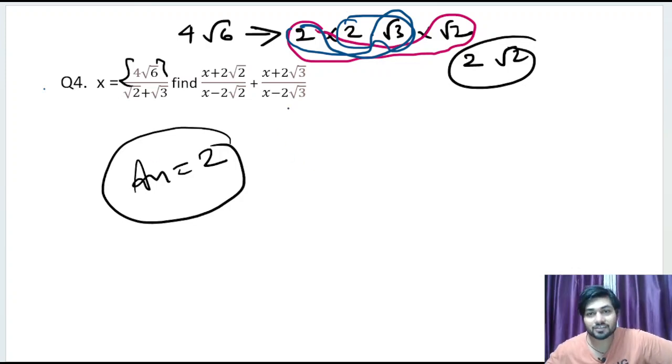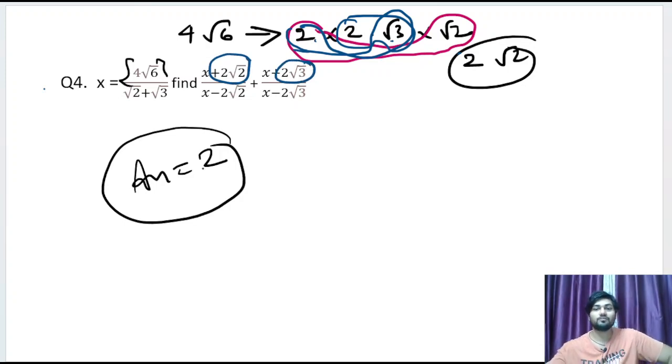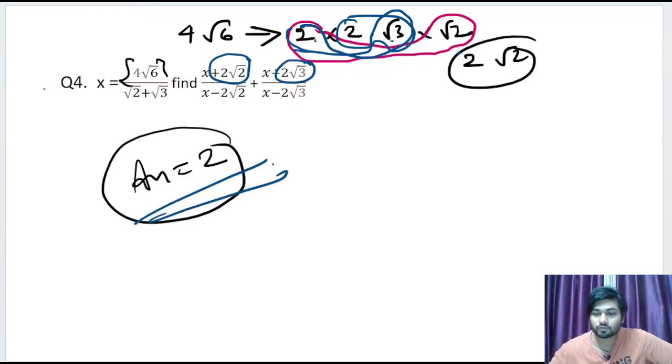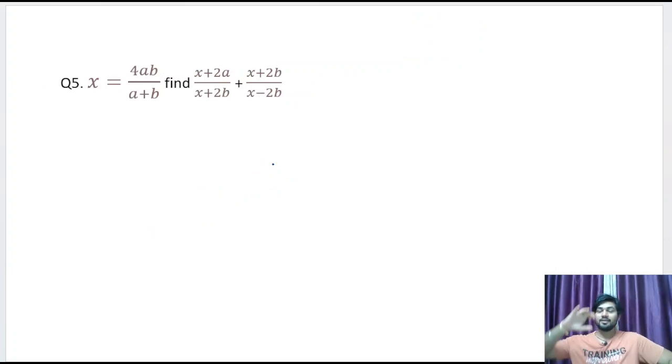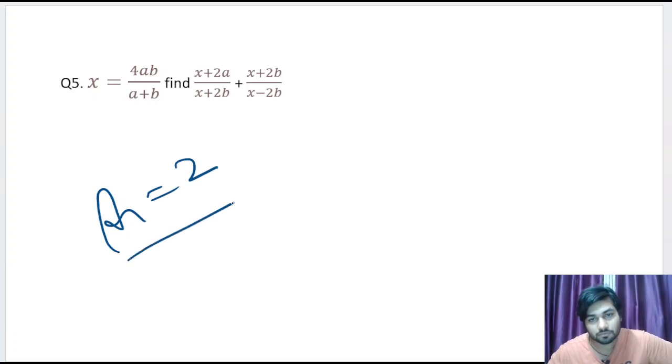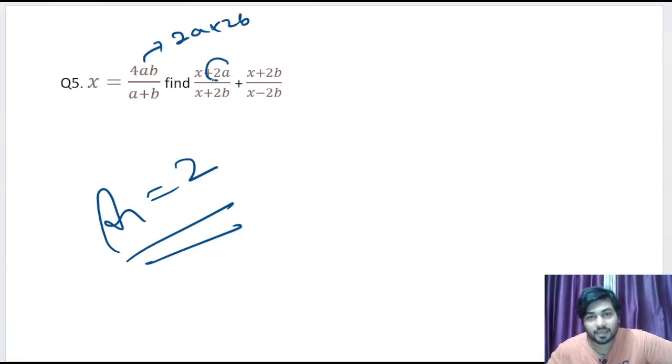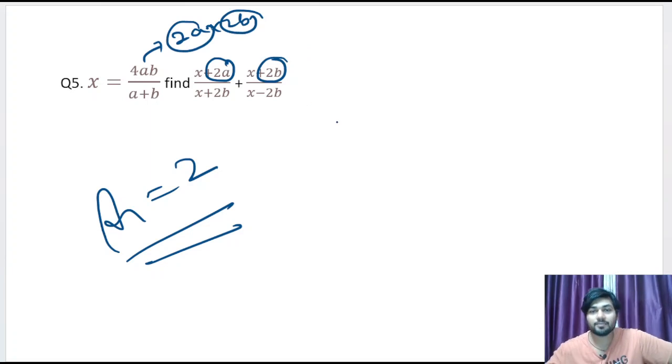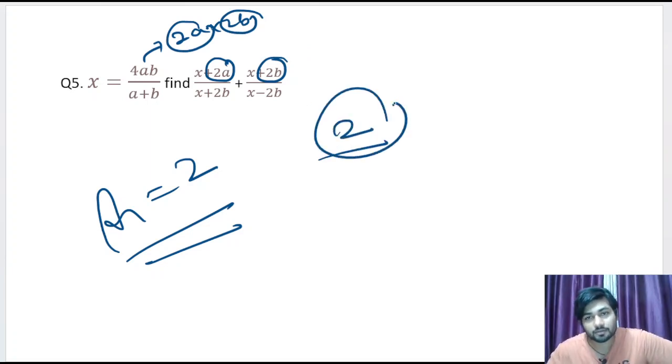So the moment I saw it is 2 root 3 and 2 root 2, and it is written here 2 root 3, 2 root 2 and 2 root 3 that I need to find, the answer is always going to be 2. Let's move to the next question. Again, it is the same type, the answer is always 2. How? This 4ab can be broken down into 2a into 2b, and here I have 2a and 2b. I can take this 2a once and this 2b another time, and I'll have the answer 2 again.